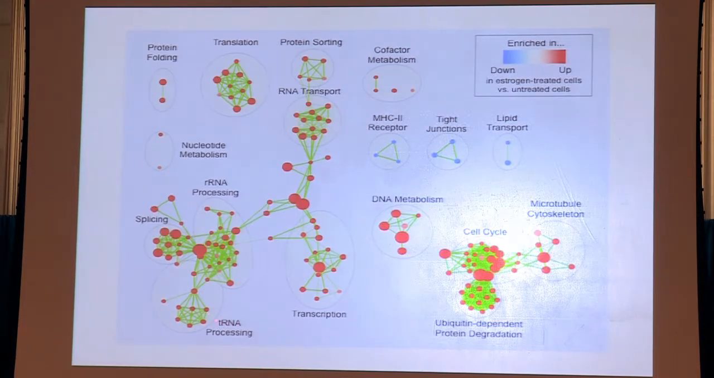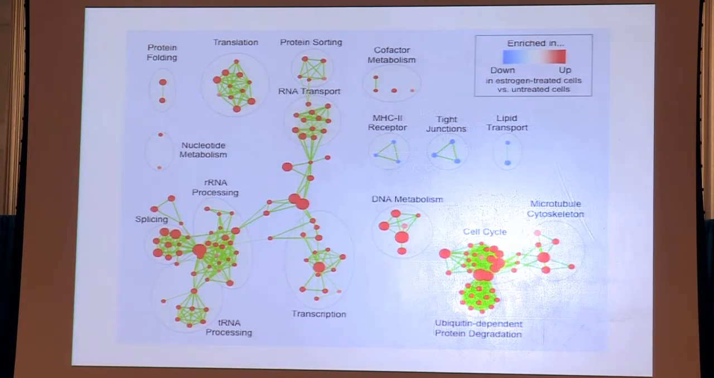I'll tell you how to make these enrichment maps using Cytoscape in a bit, but the idea here is, what was quite interesting when we first looked at these enrichment maps is how much redundancy and clustering there was among pathways. So for instance, all these little red circles here are different pathways, but they're all related to ubiquitin-dependent protein degradation.